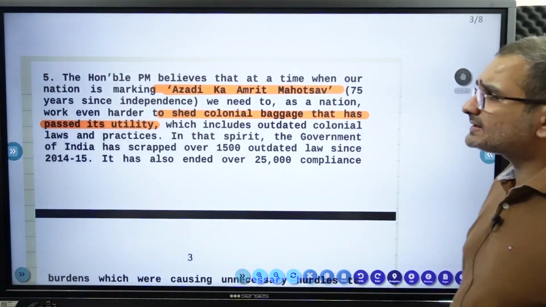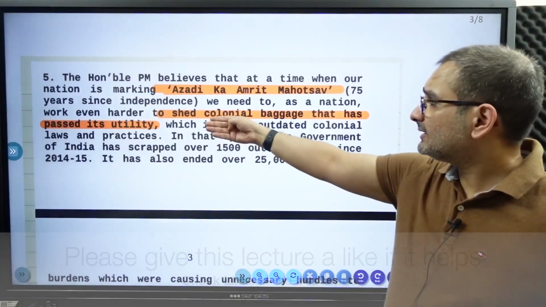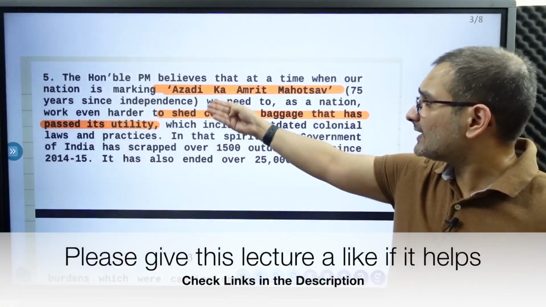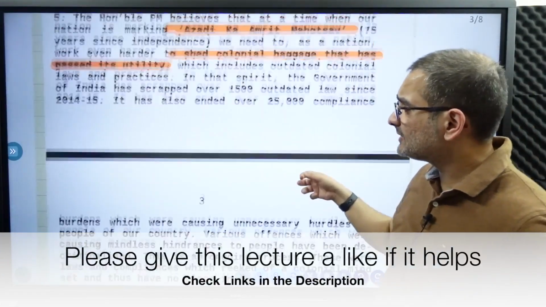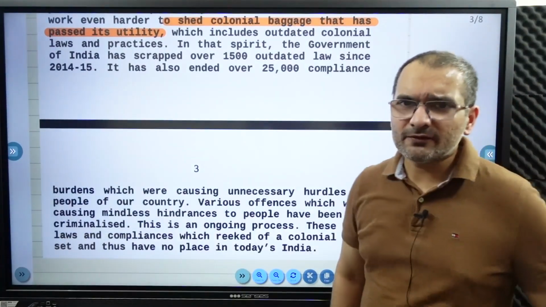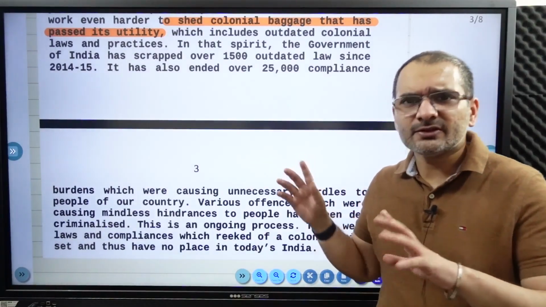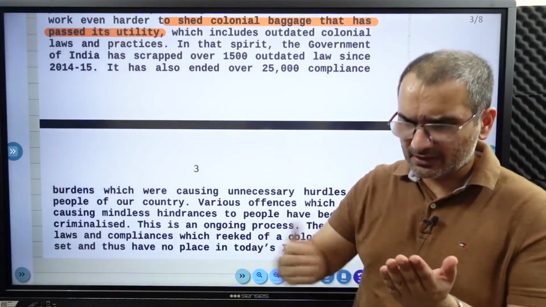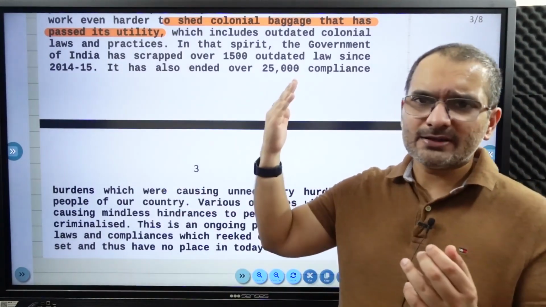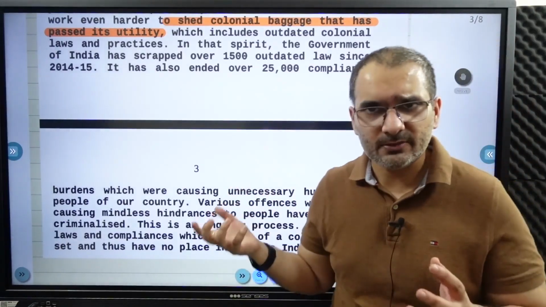So PM, in Azadi Ka Amrit Mahotsav, they want one of the aims of Azadi Ka Amrit Mahotsav to be to shed colonial baggage that has passed its utility. कि अब शायद ये 124A का time up हो गया है. They're not specifically talking about this, talking about laws in general, that there are certain sections under various acts that were primarily suited when Goras used to rule us. Now that's not anymore the case.